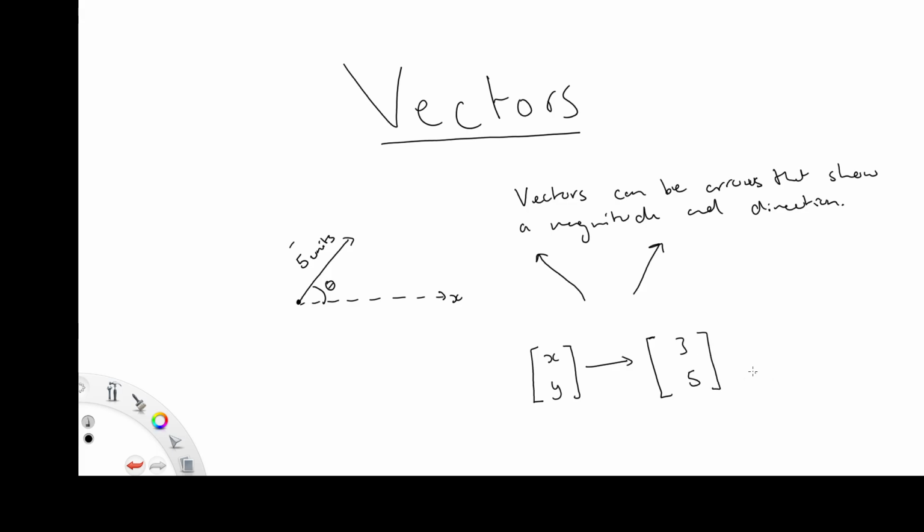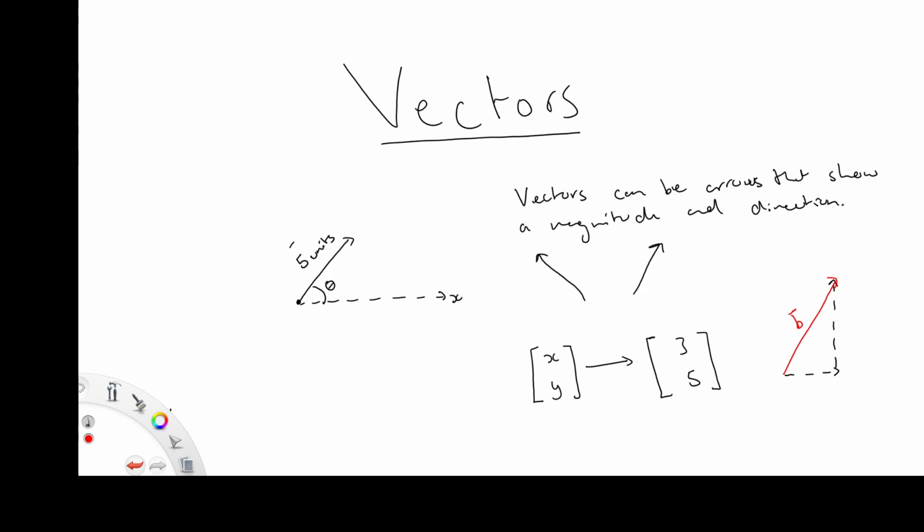And then this vector in the shape of an arrow would look like 1, 2, 3, so 3 in the x direction, 1, 2, 3, 4, 5, and 5 upwards. So this vector would look like this, okay? And we can call this vector B with a hat on top of it, right?